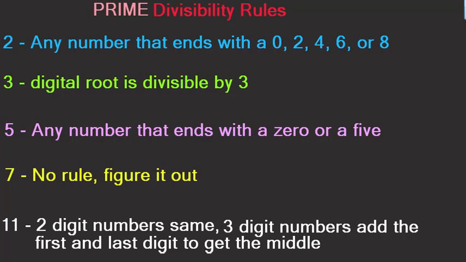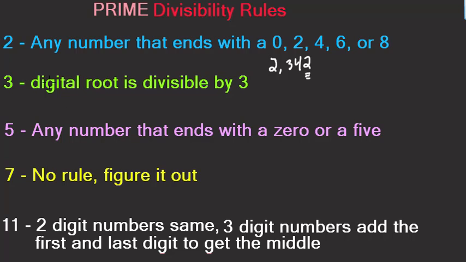Alright, so here are some prime divisibility rules. Go ahead and copy these down, but just to give you an example, any number that ends with the 0, 2, 4, 6, or 8 is going to be divisible by 2. So for example, I don't know, 2,342, it ends with a 2. So I know it's divisible by 2.